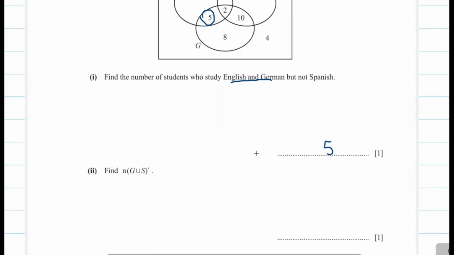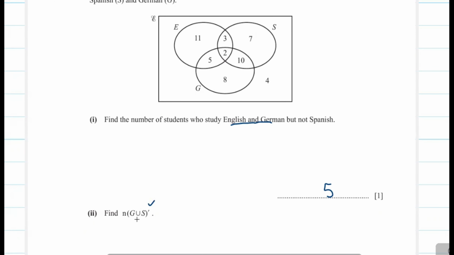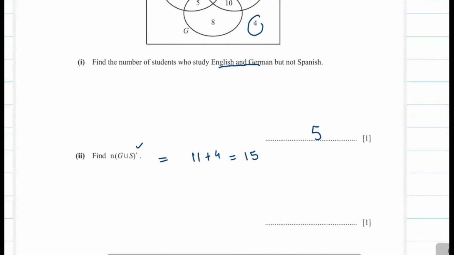Now, the next part of this question: find n of G union S dash. You have to take the number of students other than German and Spanish. Now, you see here the region will be this 11 and 4. Now, you have to write 11 students plus 4 students, that's equal to 15 students, is the answer, because you have to take the region other than G union S. Now G union S, other than these two regions, values 11 and 4. Now we take both values and the answer is 15.